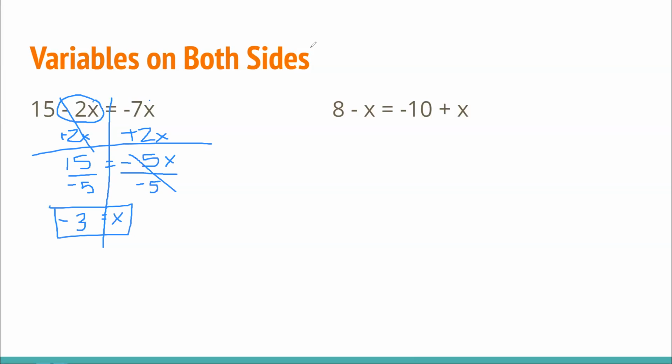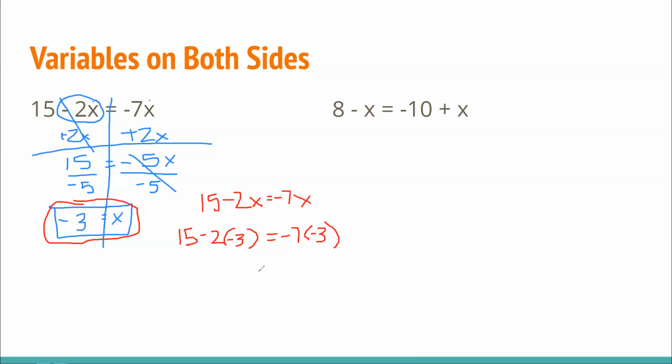Let's go back and check my answer. So our original equation was positive 15, sorry about that, is positive 15 minus 2x equals negative 7x. I'm going to substitute in this negative 3 for every single x that I see. So I've got 15 minus 2 times negative 3 equals negative 7 times negative 3.